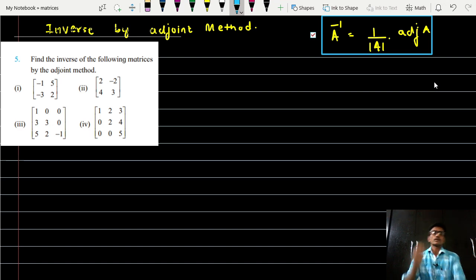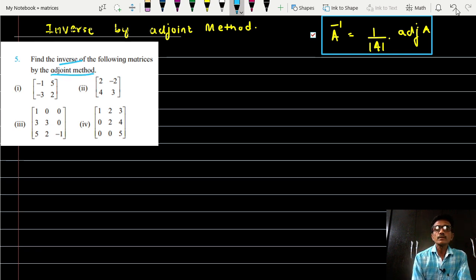Hello everyone, in this video we are going to find the inverse of a matrix by the adjoint method. In the previous video we did how to find the adjoint of a matrix, with questions on the adjoint of a matrix. Here in this video we are going to solve questions to find the inverse of a matrix by the adjoint method.